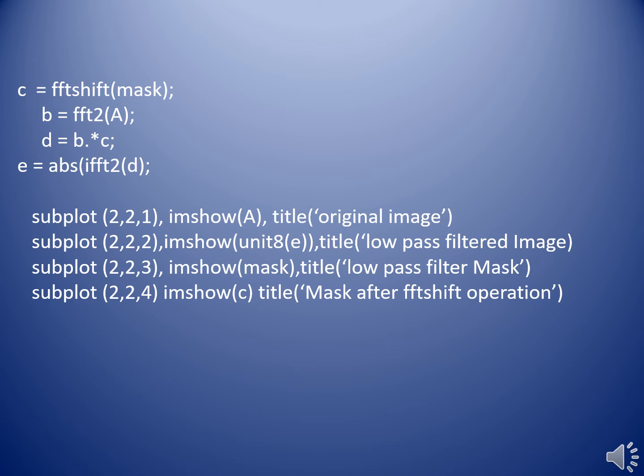Finally, the last subplot 2 comma 2 comma 4, it will again be the imshow command and we give c here, that is after the fftshift operation. Now we have the results displayed. This is the low pass filtered image by utilizing this particular mask. After fftshift, the mask will be represented at these four corners here. And these are the following results for the MATLAB code implementation.